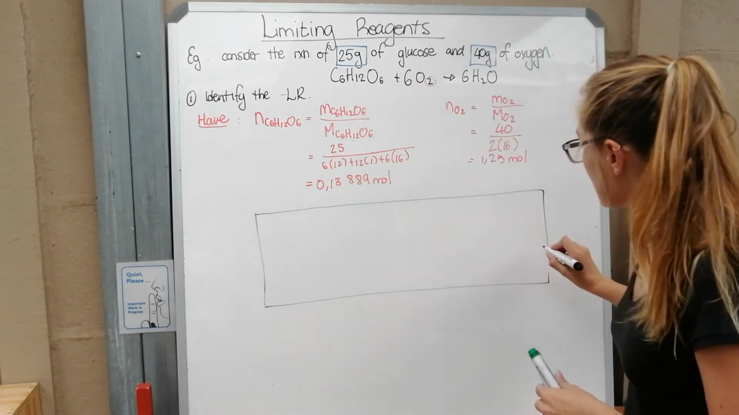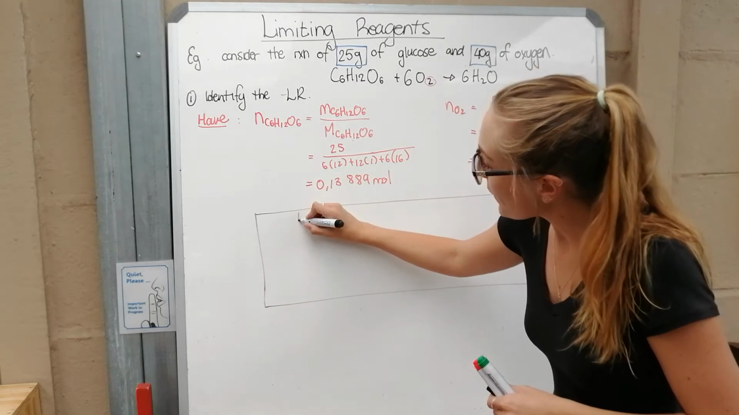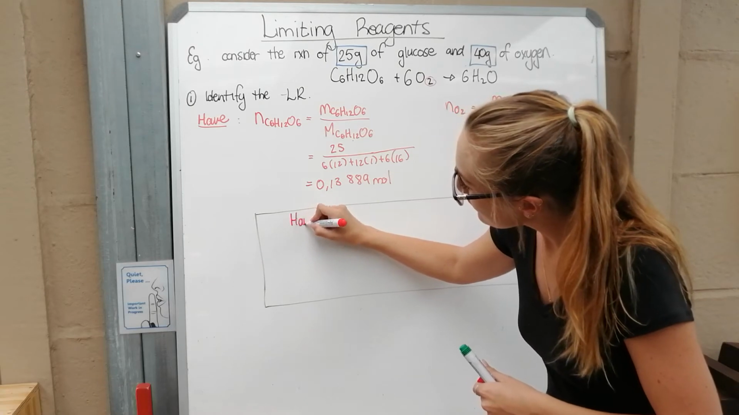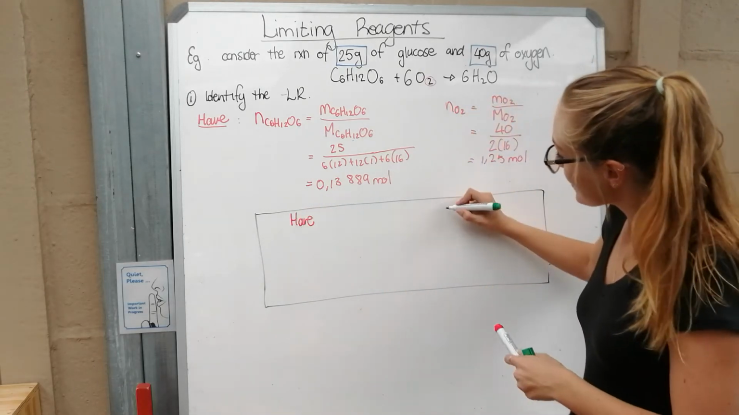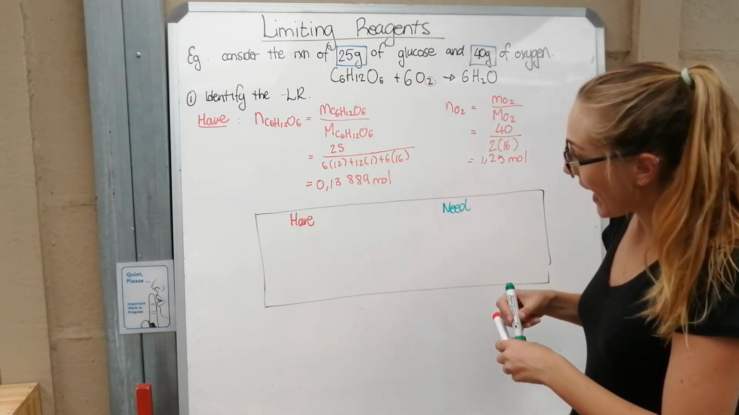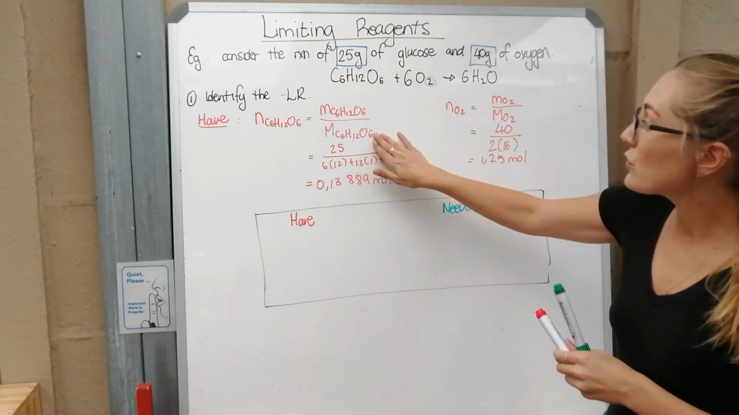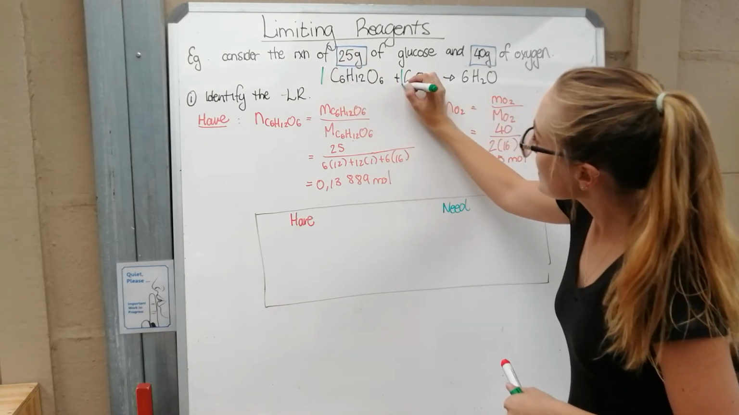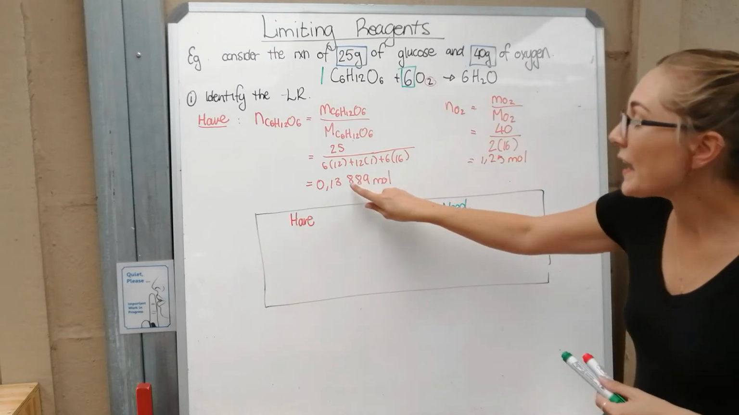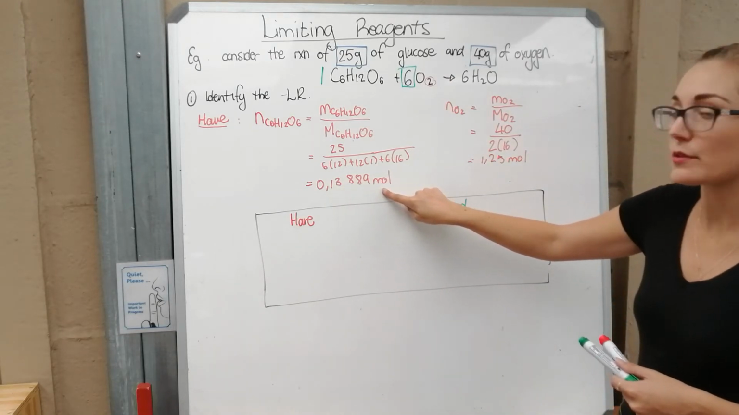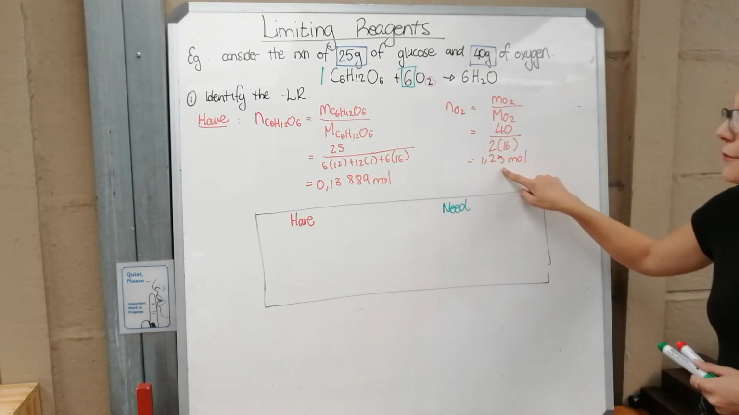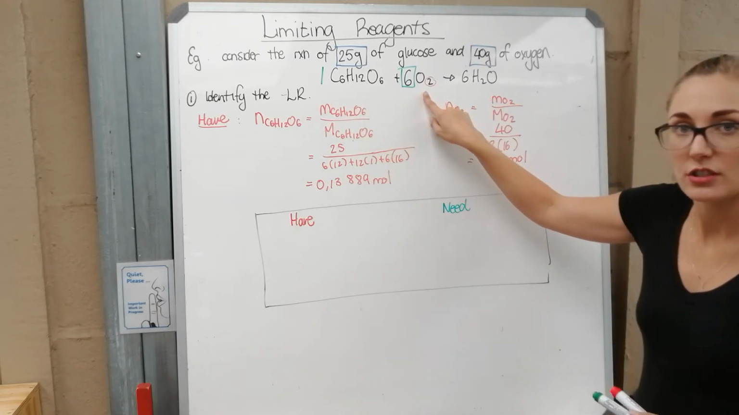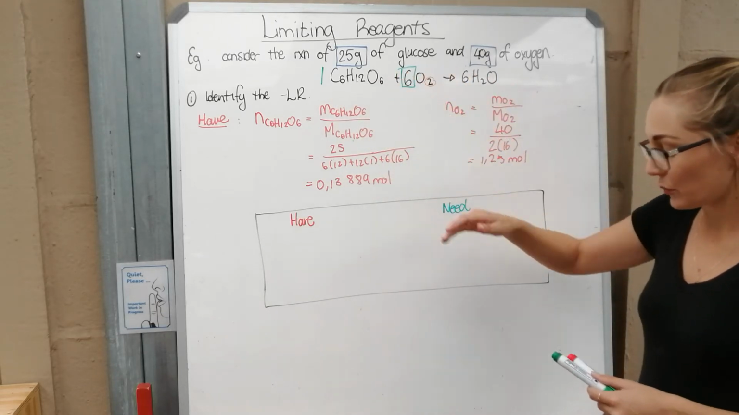Okay, well, I'm going to have to erase some stuff. And we compare what we have. Oh, I said I was doing have in red. Okay, we compare what we have to what we need. For what we have, for this step, we use what we've just calculated. And for what we need, we use these numbers here, the 1 and the 6. So we have 0.13889 moles of glucose to every 1.25 moles of oxygen, but we need 1 mole of glucose to every 6 moles of oxygen.